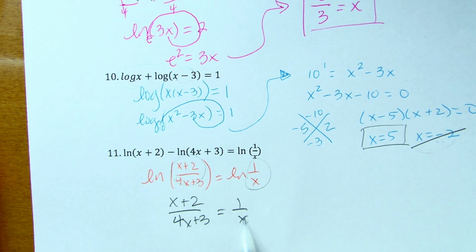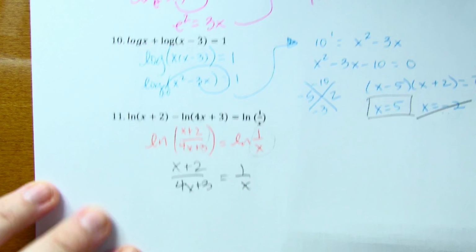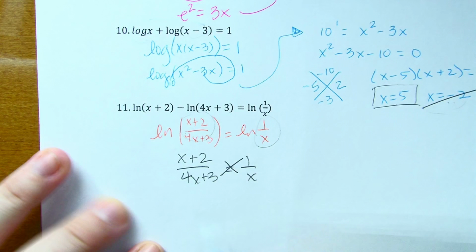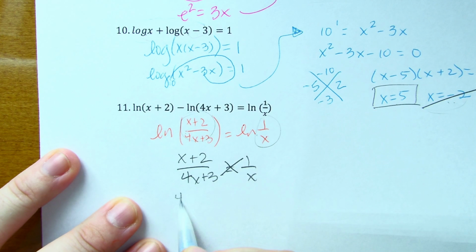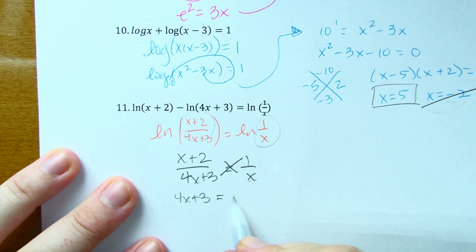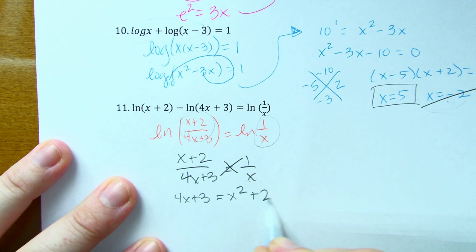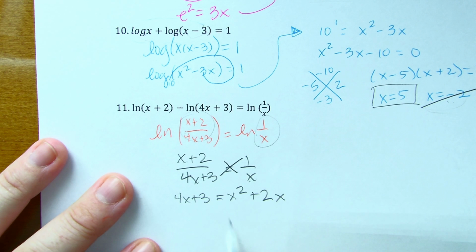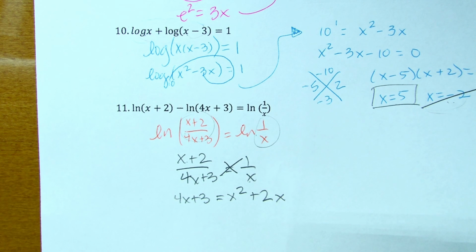And now we have one fraction equals one fraction. This is back to solving rational equations. So I can use cross multiplication here. 4x plus 3 times 1 is just 4x plus 3. x plus 2 times x gives me x squared plus 2x. This is a quadratic equation, so I want to set it equal to 0.